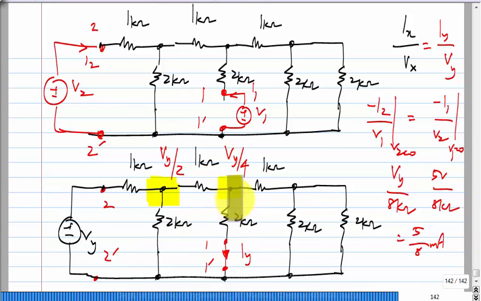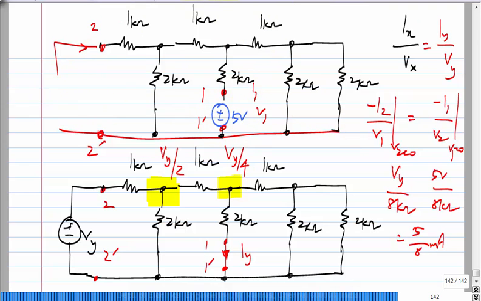In this particular case, of course, the reciprocal network is an R2R ladder driven by this side. So, it is very easy to calculate. So, what does it mean? If I have five volts here, then the current in this direction will be 5/8 of a milliampere.